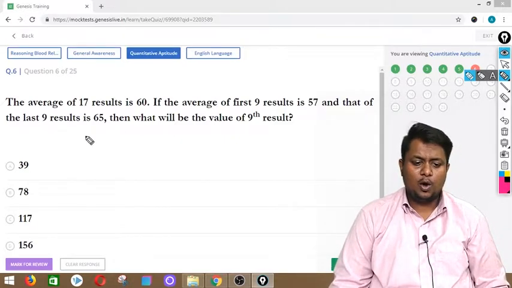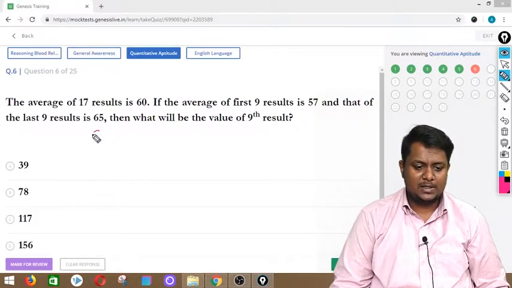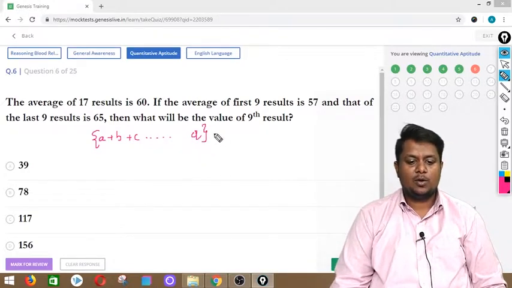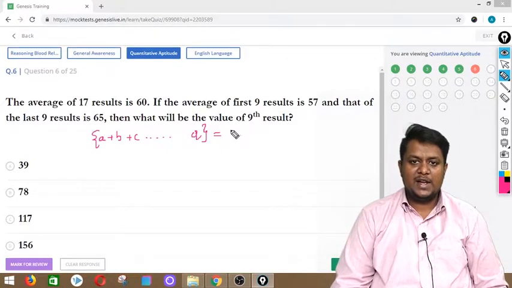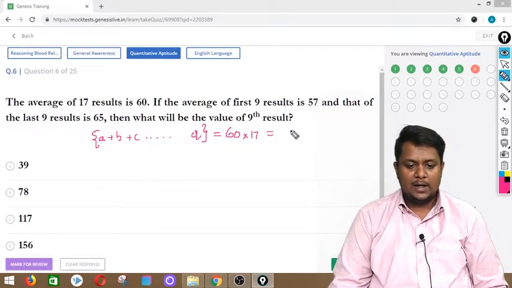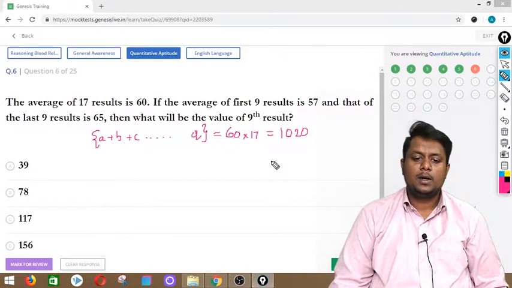Now, total marks scored in all the subjects, that is A plus B plus up to the 17th letter, Q. Okay, so let us say these are the subjects. So the total marks will be the average into the number of subjects. Average is 60, number of subjects is 17. So we will get 1020 as the total marks.